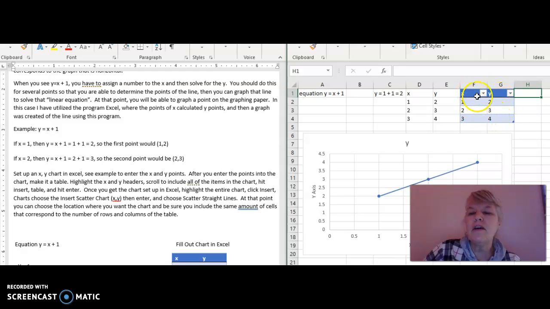Okay, once you have this, you can create the graph. To do that, you highlight the entire chart or table, you click insert, and you click chart. You choose the insert scatter chart, then enter, and choose scatter straight lines. At that point, you can choose a location where you want the chart, and be sure you include the same amount of cells.